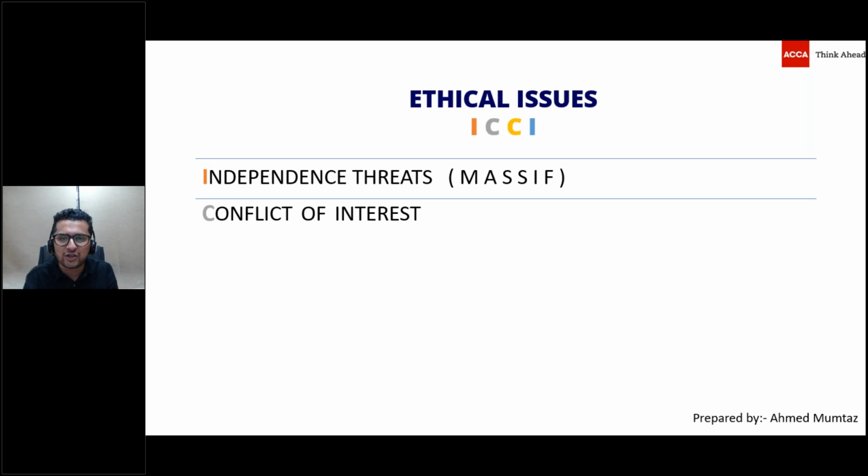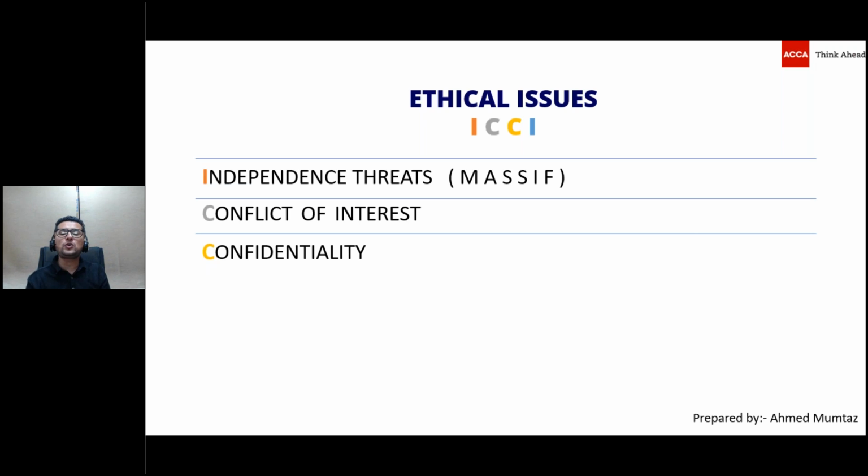Why is conflict of interest an ethical issue? Because of conflict of interest, you might compromise on your objectivity and confidentiality. You might be biased in favor of one rather than the other. You might disclose secret information of McDonald's to KFC and vice versa. So conflict of interest creates doubts over the two fundamental principles. Number one, objectivity. Number two, confidentiality. This is again an ethical issue. Confidentiality, we have to keep the confidential information within ourselves. We are not supposed to disclose it.